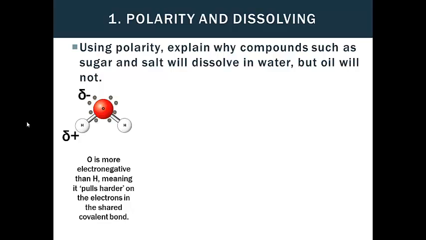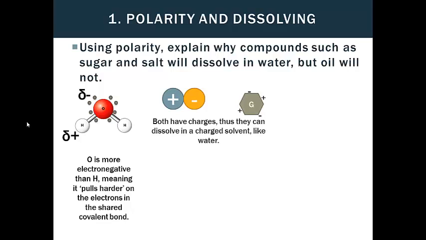a negative end. If we look at something like salt, sodium chloride, salt is actually made of positive and negative ions. And if we look at something like a glucose molecule, that's sugar, that molecule has a lot of charged groups on it. So both of these have charges, thus they can dissolve in a charged solvent such as water. So whenever water is coming into contact with either of these, the charged ends of water are ripping apart these charges, so they will dissolve.